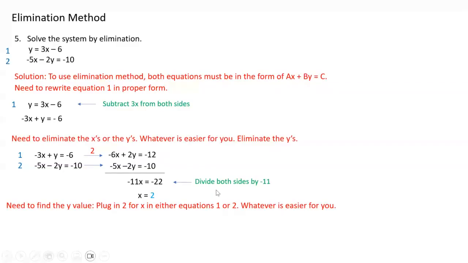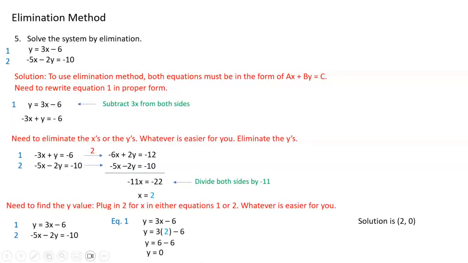Now, to solve for y, we do the very same thing as we did with the substitution method. Since we got one of the values, we plug in the 2 for x in either equation 1 or 2, whatever is easier for you. In my opinion, it's easier to go to number 1, because the y is already isolated, so we plug in the 2 for x. So we get 0.